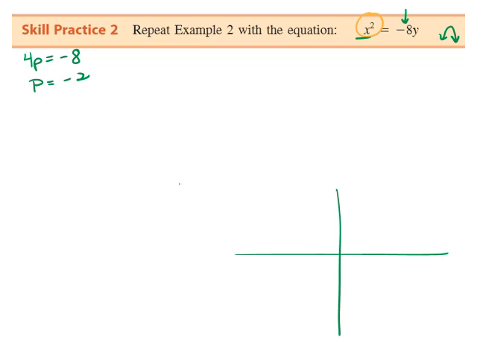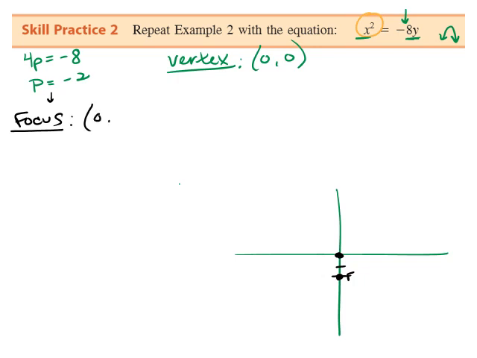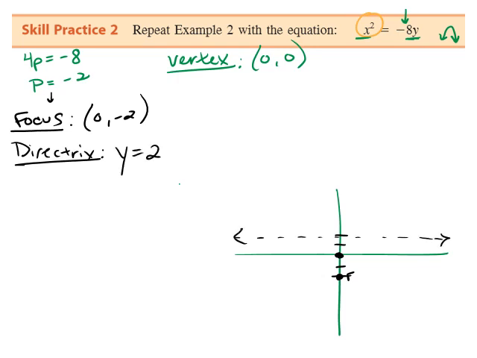I don't have anything attached to the x or the y, which means the vertex of my parabola is 0, 0. So that's going to be here. We know this is going to open downward, so this is going to tell me that my focus is down 2 units, so that would be 0, negative 2. On the other hand, my directrix will be up 2 units, and will be this line here. It goes through the y-axis at 2.